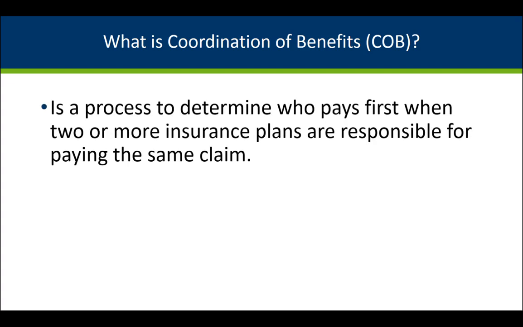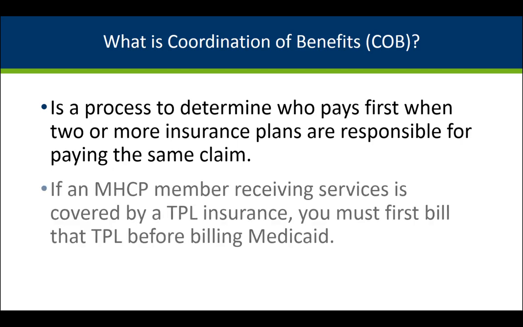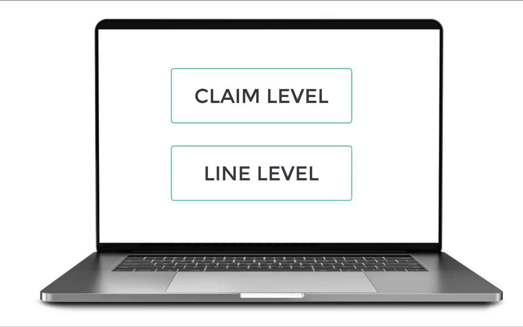What is coordination of benefits, or COB? COB is a process to determine who pays first when two or more insurance plans are responsible for paying the same claim. If an MHCP member receiving services is covered by a TPL insurance, you must first bill that TPL before billing Medicaid. There are two ways to enter coordination of benefits in a claim: claim level and line level. The method for entering COB is based on the claim type and provider type.